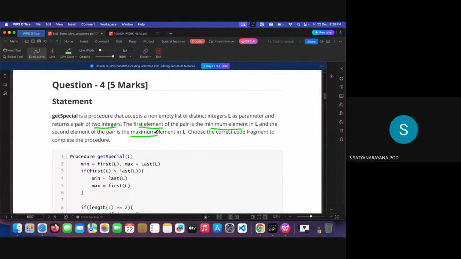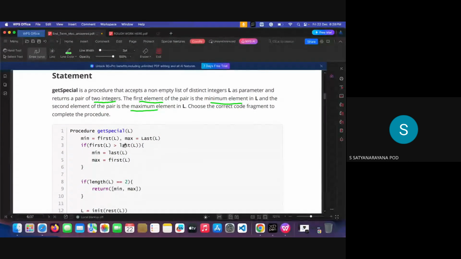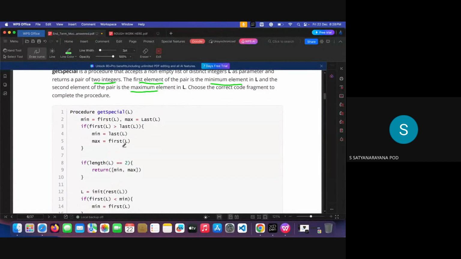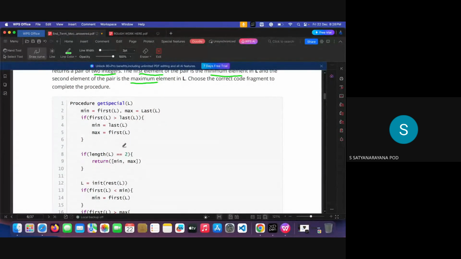Choose the correct code fragment to complete the procedure. Once this get special procedure is executed, you are supposed to get finally the minimum value as the first one and the maximum value as the second one. Only that it returns a pair of values, first one and last one. So let me see what really happened in this procedure. Correct fragment, of course, missing fragment, I hope they have given it.